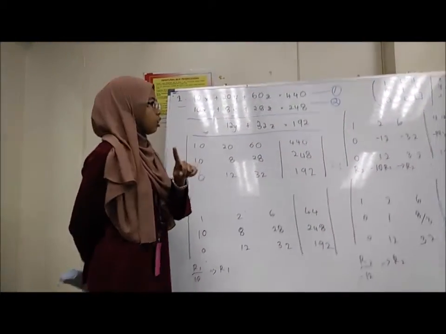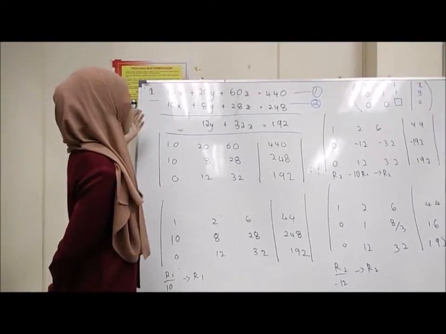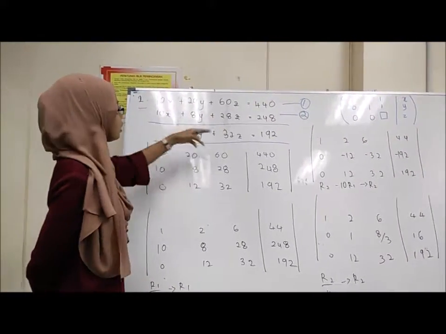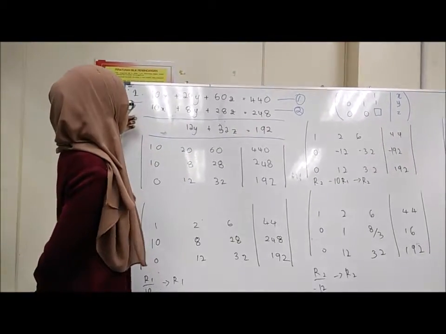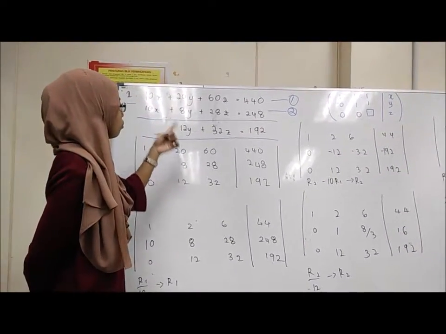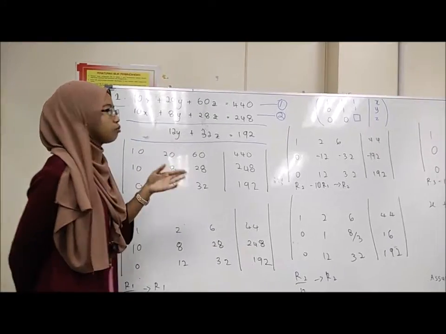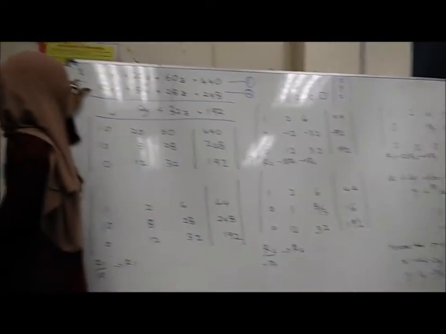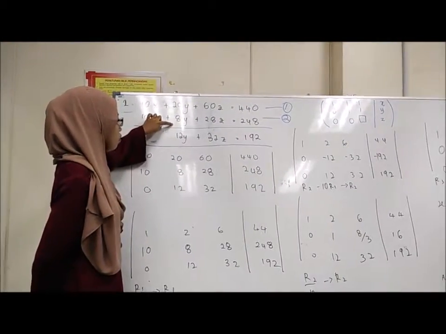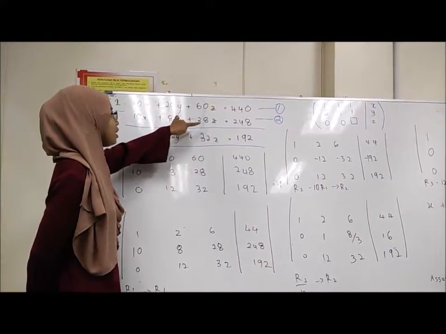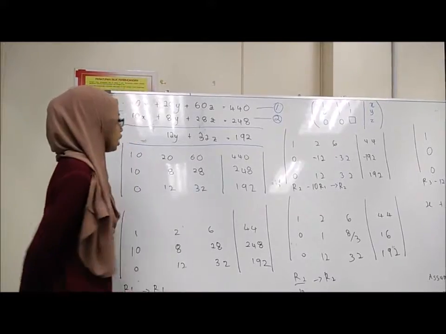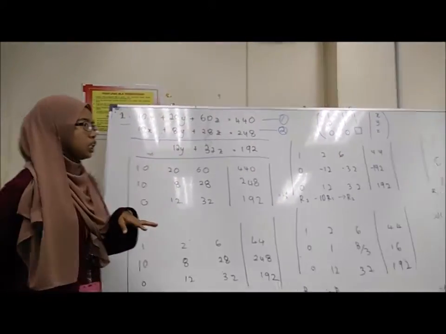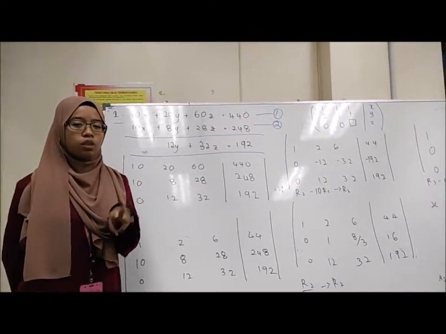Okay, firstly we need to identify the equation first. From the question, we can identify the first equation and the second equation, which is 10x plus 20y plus 60z is equal to 440. This is the first equation. Second equation is 10x plus 8y plus 28z is equal to 248. So from the question, we can identify the third equation.